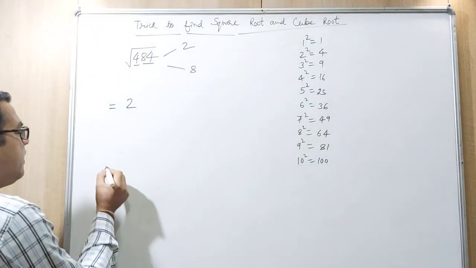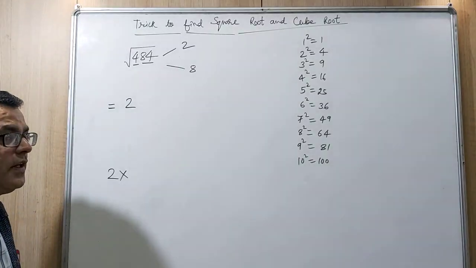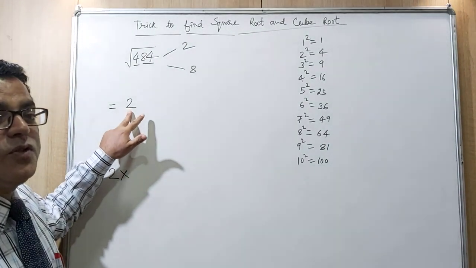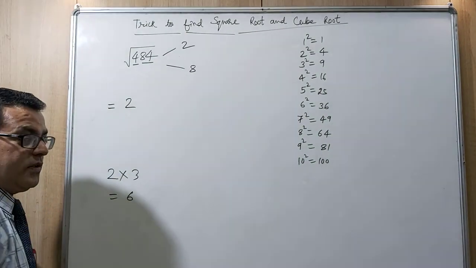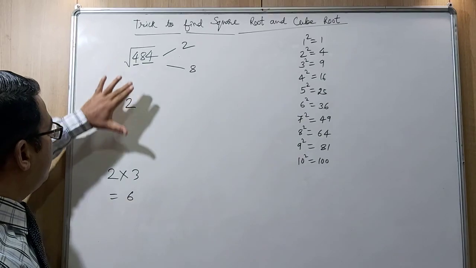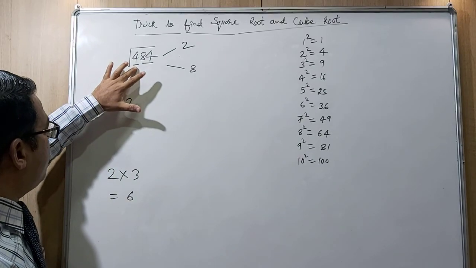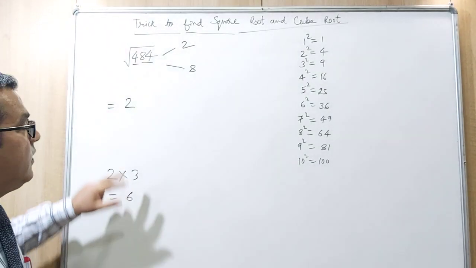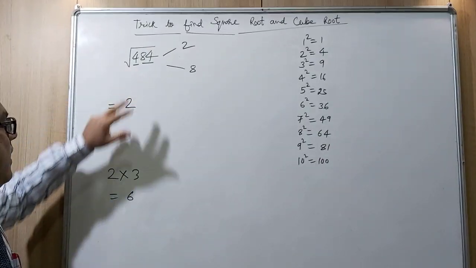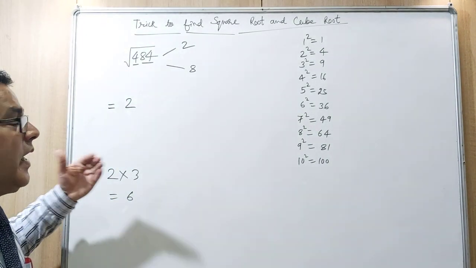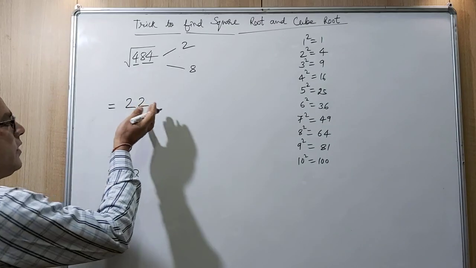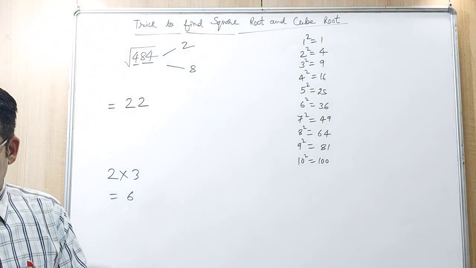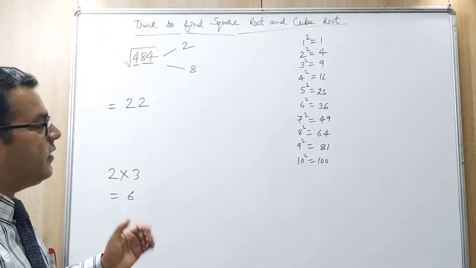How we can decide? Just write 2 as it is and successor of this 2. This is rule. So 3, 6 you can say. Now we need to compare this first group, that is 4, with 6. This value is less than this 6. So value is less than, it means we need to take less value, means 2. So this is answer. So square root of 484 is 22. Hope you understand. This is very interesting.